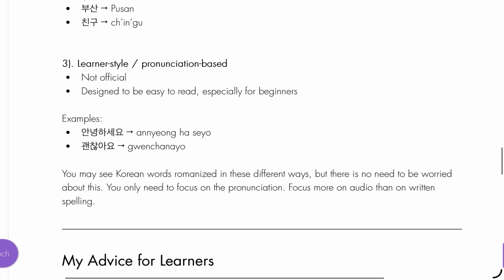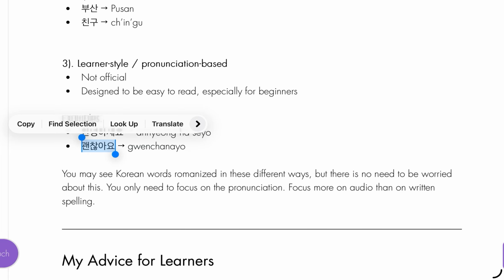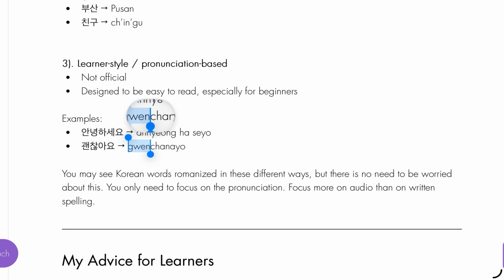So, we also have this word, 괜찮아요. First syllable block, 괜, next, 찮, next, 아, next, 요. 괜찮아요. So you may see Korean words romanized in these different ways, but you don't have to really worry about the type of romanization it is. You really just need to focus on how it's pronounced. So focus more on the audio than on the spelling of it.